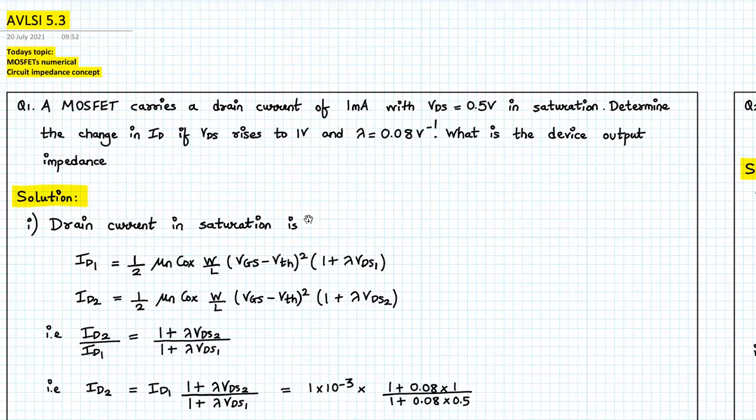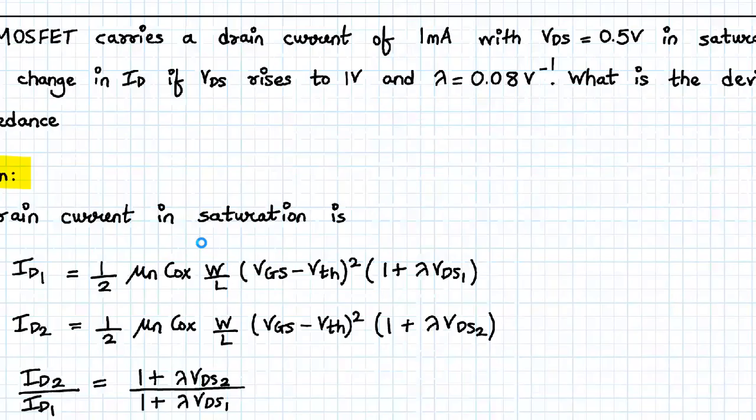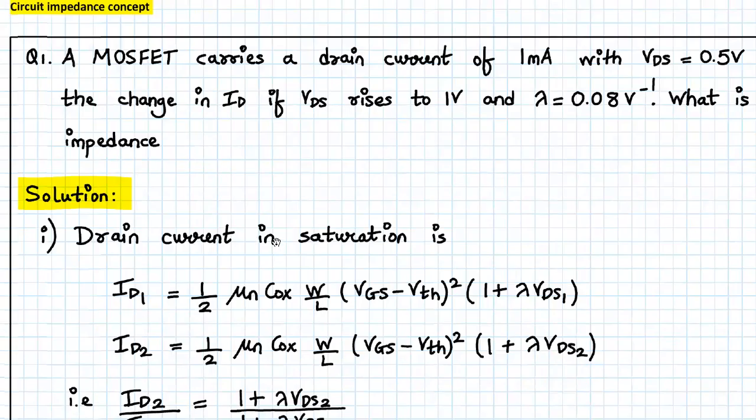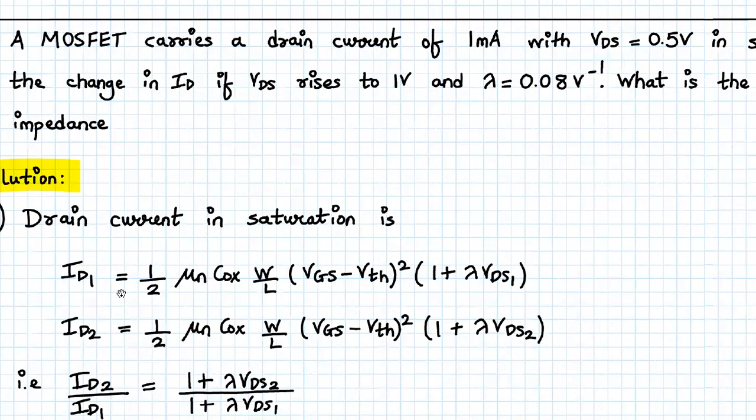Your VDS1 value is 0.5, VDS2 value is 1 volt, and we have to determine the change in ID, that is ID2 minus ID1. Basically, ID1 is 1 milliamperes. The device is in saturation, so the drain current formula in saturation will be: ID1 is half mu Cox W by L, VGS minus VTH the whole square, times 1 plus lambda VDS1. Secondly, ID2 is half mu Cox W over L, VGS minus VTH the whole square, times 1 plus lambda VDS2.